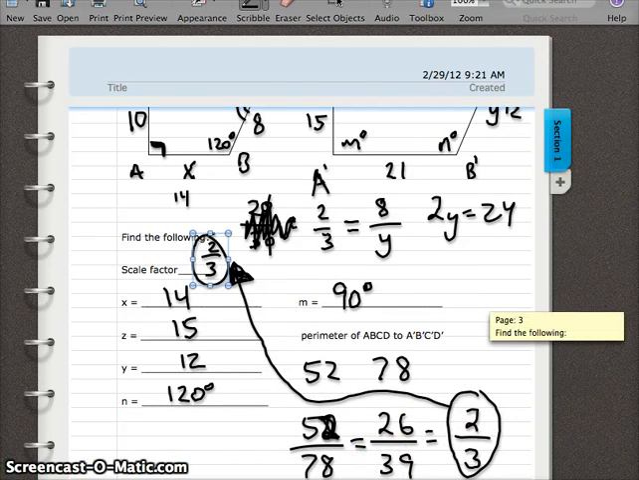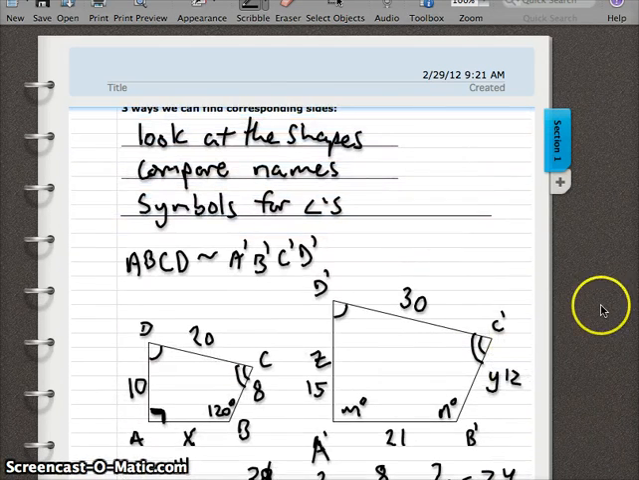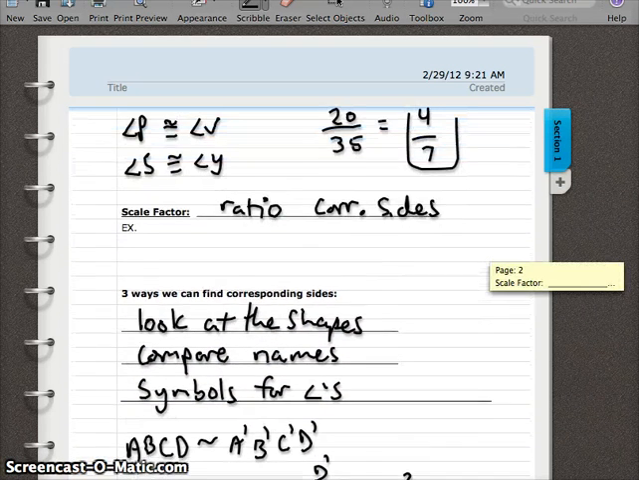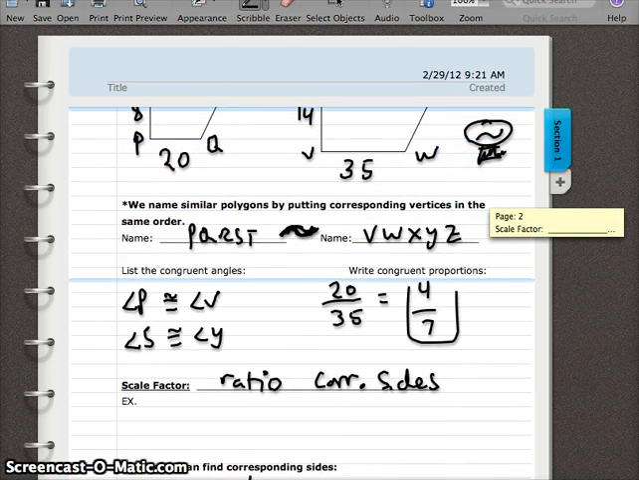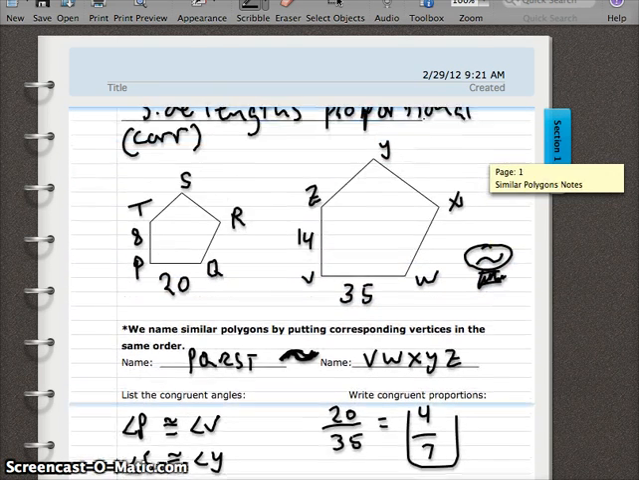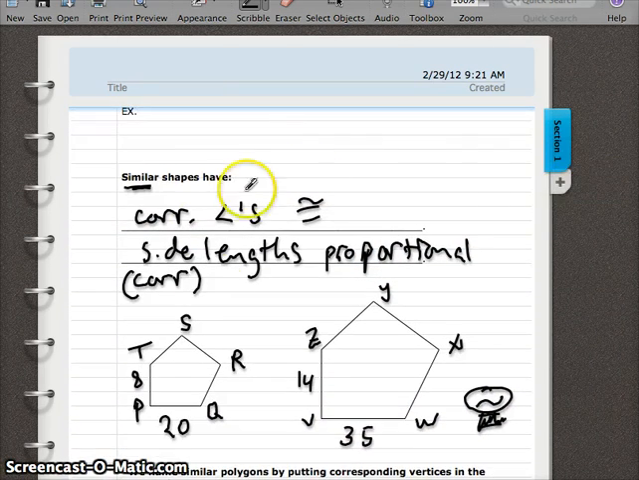Alright, so there is a little intro into similar polygons. Any sided shapes we can follow these rules of. They've got to have the same corresponding angle measurements, and they've got to have sides that are in proportion. Okay, these two things are how we can say that things are similar.